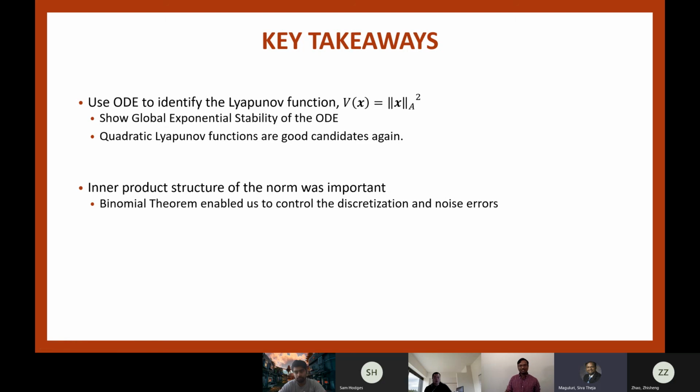So in the next part, when you go to general norms, we don't have the binomial theorem anymore, and Zaiwei will talk about how to modify the Lyapunov function to handle the challenge.